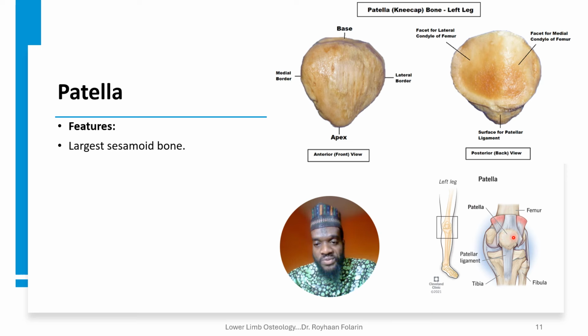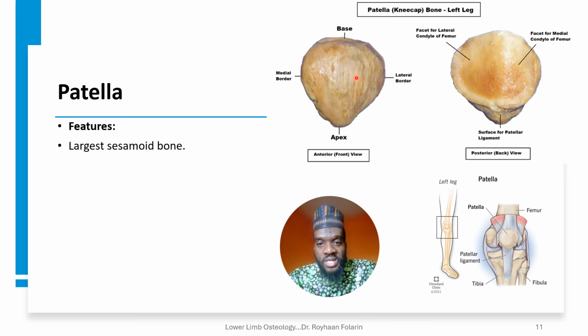So when you remove the patella, this is what it looks like. And here is the base of it. Here is the apex. Okay. And because this is the medial border and this is the lateral border, will you say this is the right patella or the left patella? Yeah, this is the lateral and this is the medial. So that means this is the left patella, the patella of the left leg, and that's what is written here. Okay, it's also known as the kneecap.